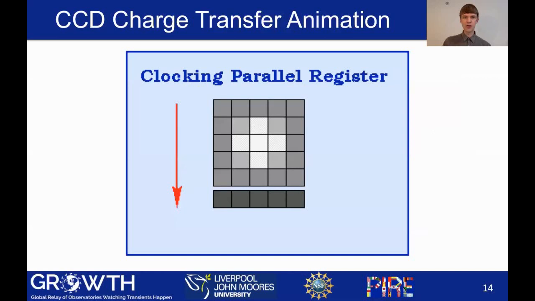This is best shown in a simple animation, which I show here. In this case, we have a simple 5x5 detector with signal indicated by the intensity of this grayscale map. We have our actual imaging detector here. We have a serial array here at the edge. And once the exposure has been completed, it reads out in the following manner.